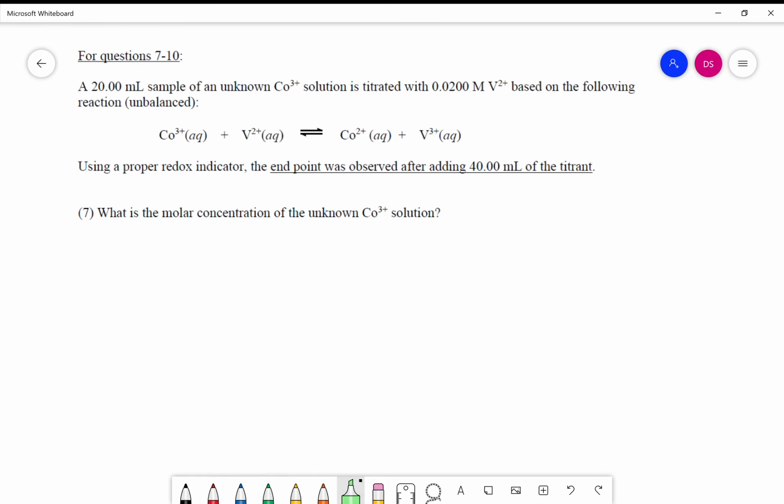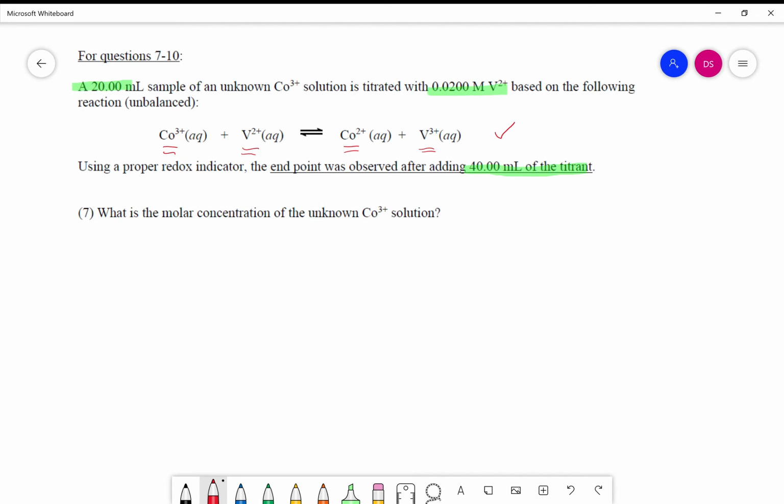So we have 3 given here already, 40 ml of the titrant, 0.02 molar of the titrant, and the volume of unknown cobalt. So first we have to balance the equation. If you look at the charges, cobalt 3 is reduced to cobalt 2, which involves 1 electron, and vanadium 2 is oxidized to vanadium 3. Actually, it's already balanced because 1 electron is involved from cobalt 3 to cobalt 2, and also 1 electron is involved from vanadium 2 to vanadium 3. So this is already balanced. That means you have 1:1:1:1 mole ratio for all the species involved in the reaction.